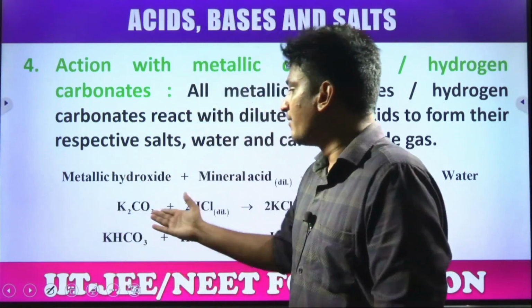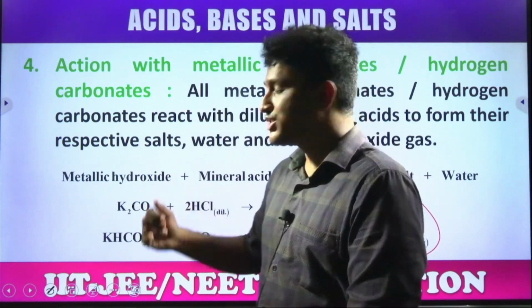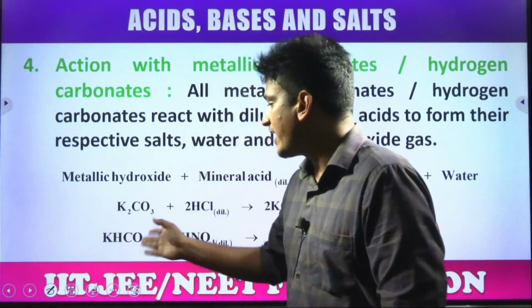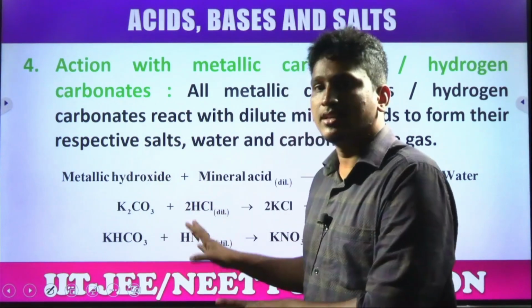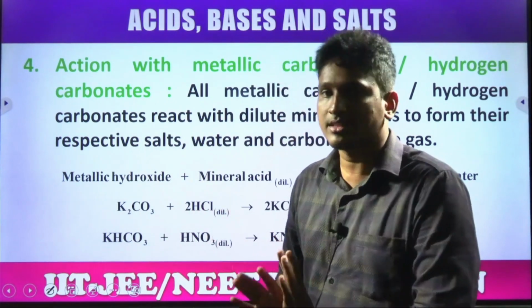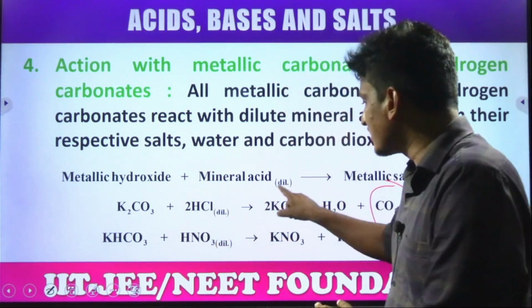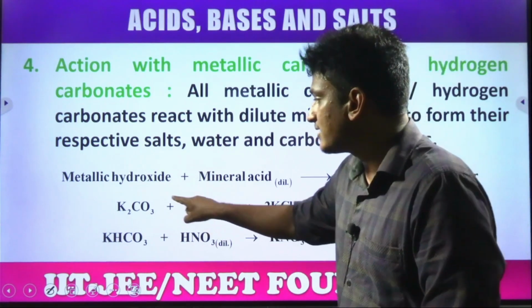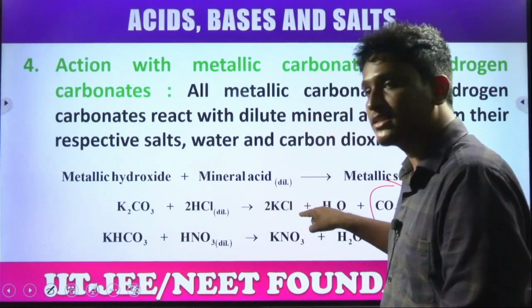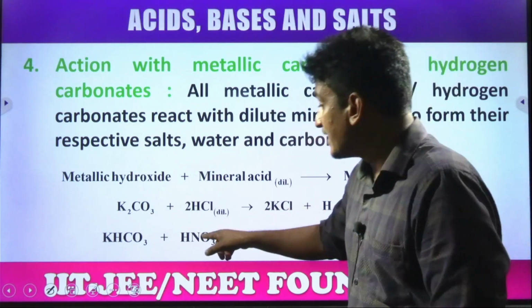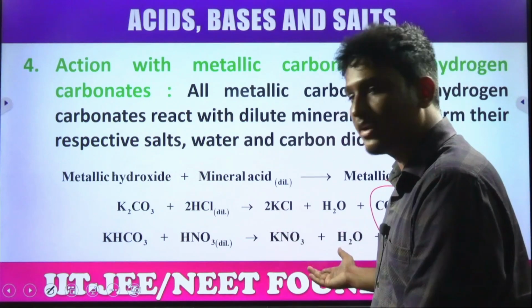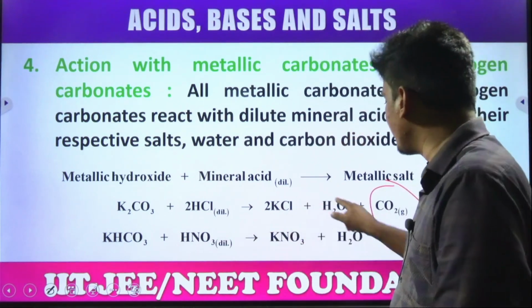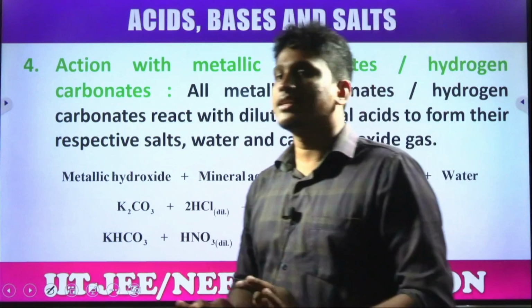So here, look at the examples given. Potassium carbonate, K2CO3, and KHCO3, potassium bicarbonate. When these two react with any acid, here taken as HCl and HNO3 respectively, they produce the respective salt. Here HCl is reacting with K2CO3. So what is the salt expected? Potassium chloride only. Here HNO3 is reacting with KHCO3. So what salt can be expected? Nitrate salt, which is potassium nitrate, and H2O as well as carbon dioxide gas is released.